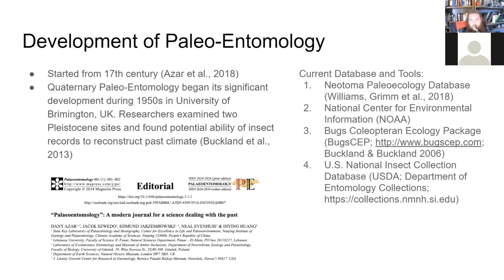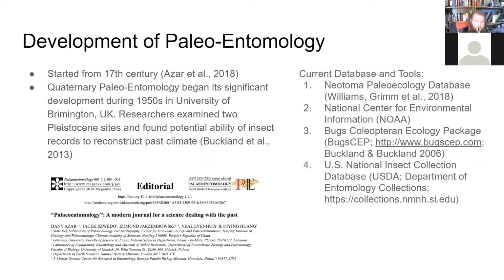So NOAA, it's not only for insects, but also for a wide range of other climatic and paleoecological proxies. And the third one is specifically for bugs. It's called BugsCEP, which is used in one of the papers that I'm going to talk about next. The fourth one is the USDA National Insect Collection Database.